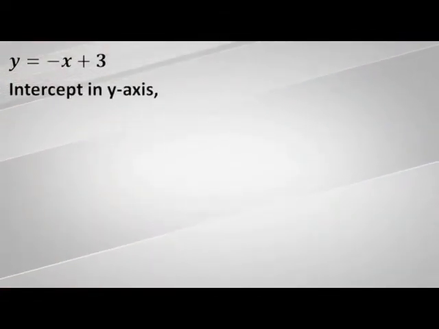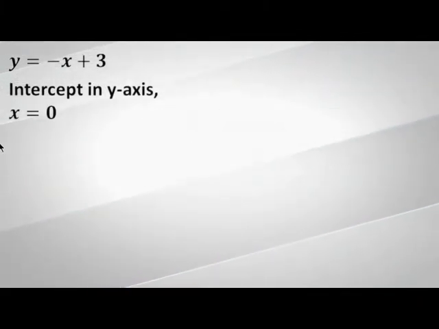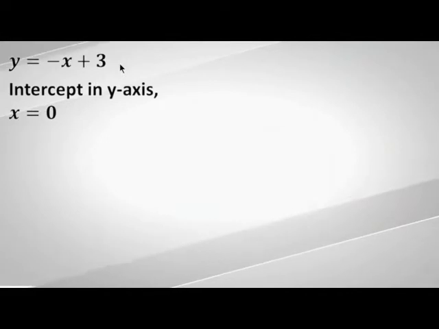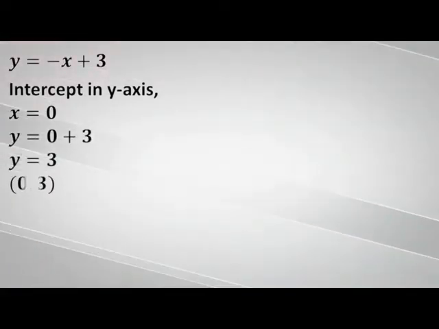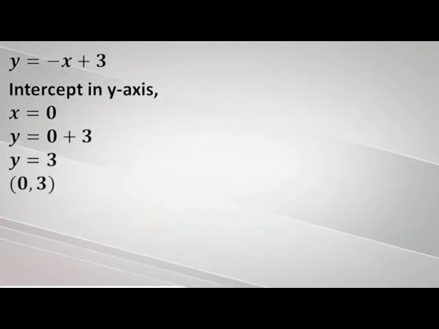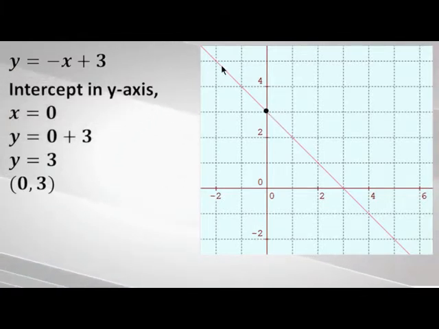How about this line, y equal to negative x plus 3? Intercept in the y-axis is always x equal to 0. We substitute the value x equal to 0 into this equation. You'll find that y equal to 3. So the coordinate of the intercept in the y-axis is (0, 3). Or geometrically, you can see this is the point of intercept in the y-axis of this line. So the coordinate of this point is (0, 3).